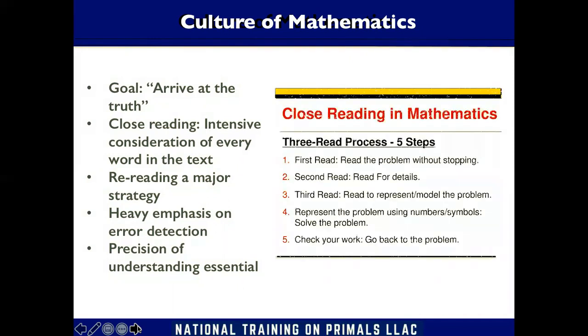An example of a close reading strategy which only occurs in math is the 3-read process, which has 5 steps as shown in the slide.